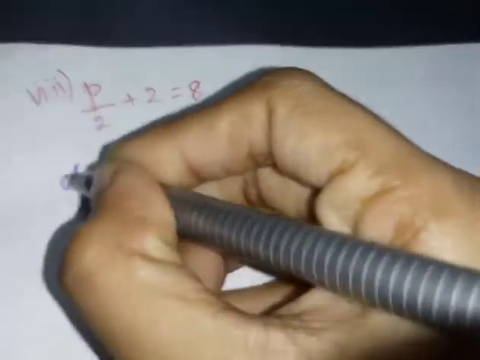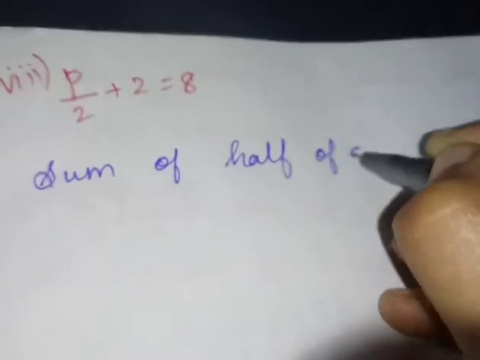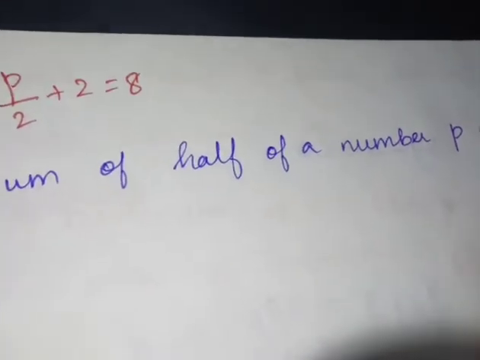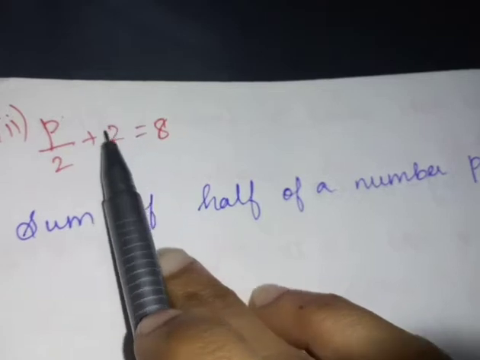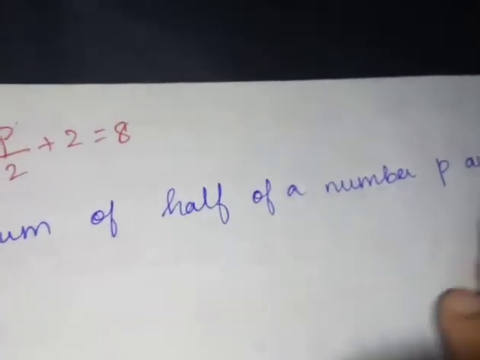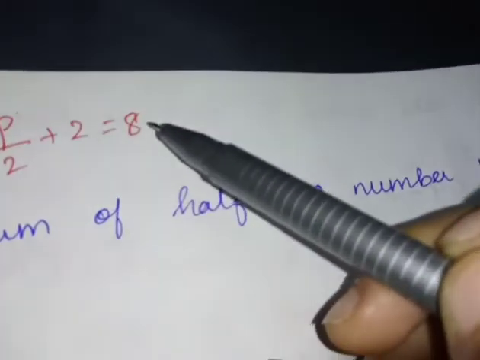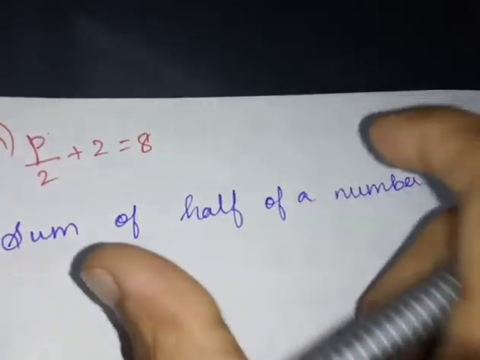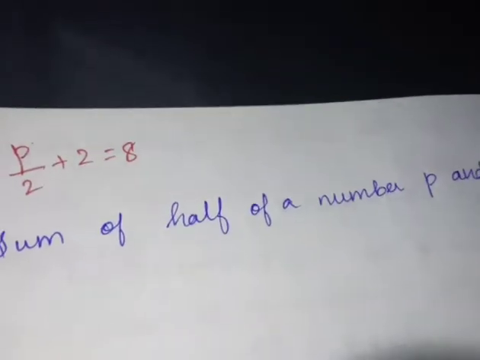So, how will you write? Sum of half of a number P and 2 gives 8. Or you can write half of a number P added to 2 gives 8. Like that also you can write it. So, understood? You should understand this equation carefully and write it in the form of a statement. You should read the question carefully and answer it.